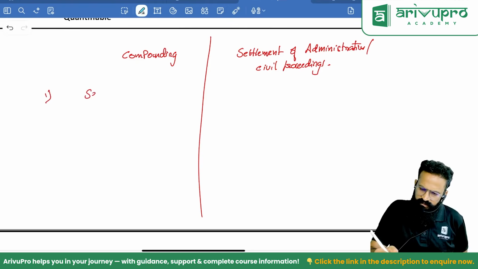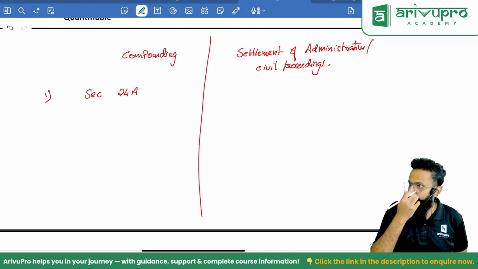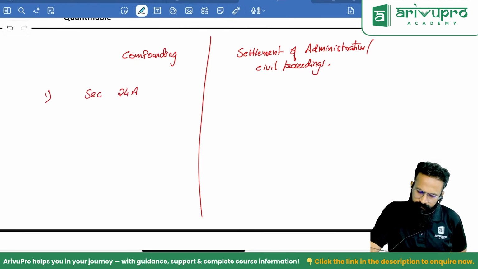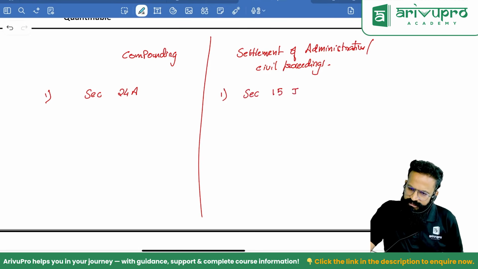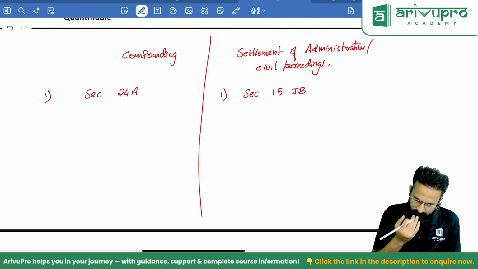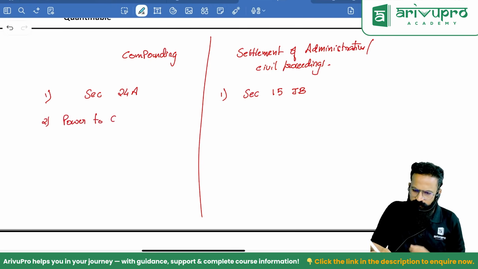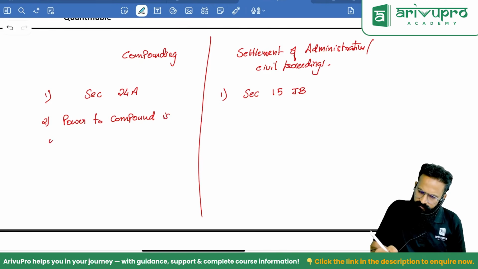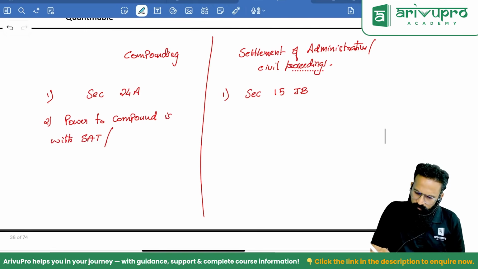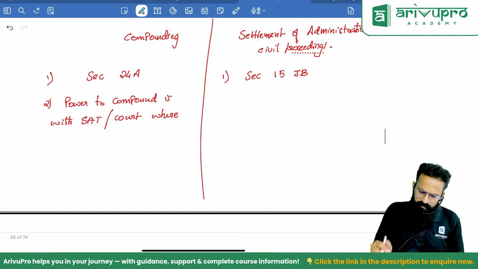This is given in section 24A. When you are trying to read this, try to read it this way. This is given in section 15JB. Here, power to compound is with the Securities Appellate Tribunal or a court where proceedings are going on.